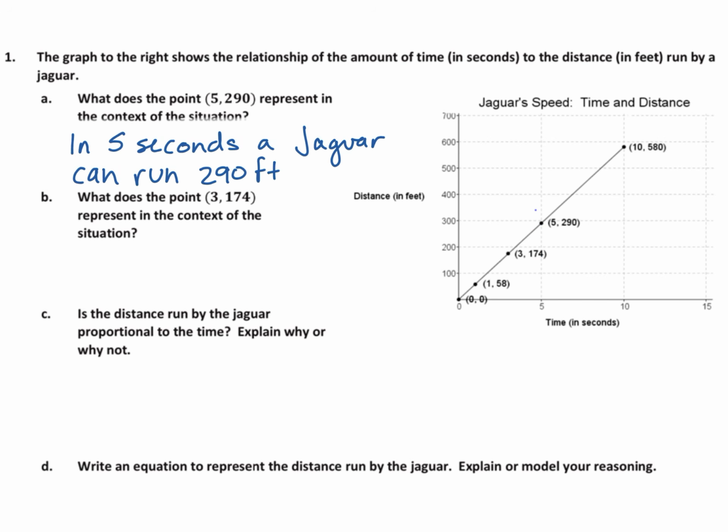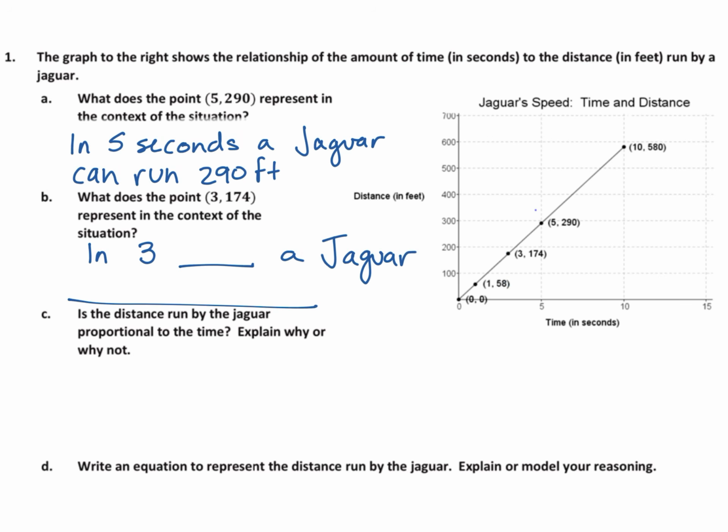B, what does the point (3, 174) represent? So in 3, a jaguar. So finish that one using the same pattern that we did before. In 3 whats, a jaguar can do what? Fill that in. C, is the distance run by a jaguar proportional to the time?